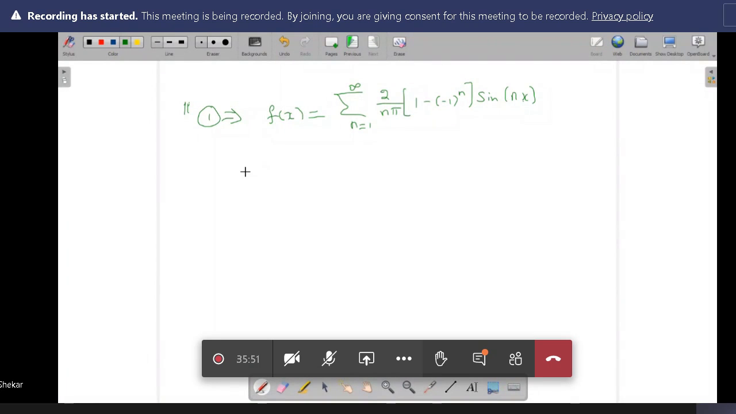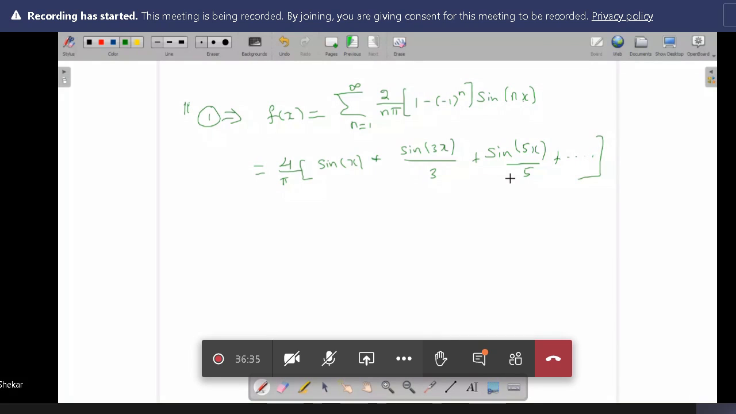Suppose you wish to expand the summation, so this will be 4 divided by pi into, when n is equal to 1 we get 2, so that is sin x. When n is equal to 2 we get 0, plus sin 3x divided by 3, plus n equal to 5, sin 5x by 5, plus, and so on. We get the required Fourier series expansion of the given function in the interval minus pi to pi.